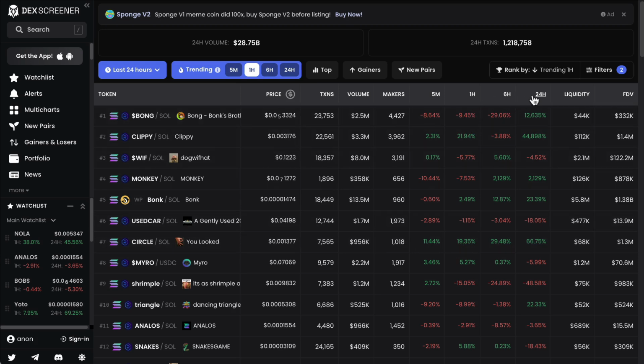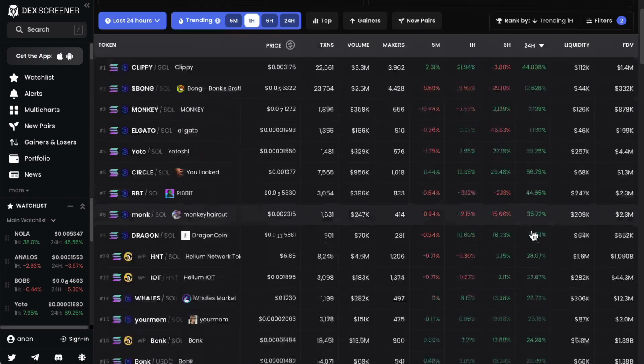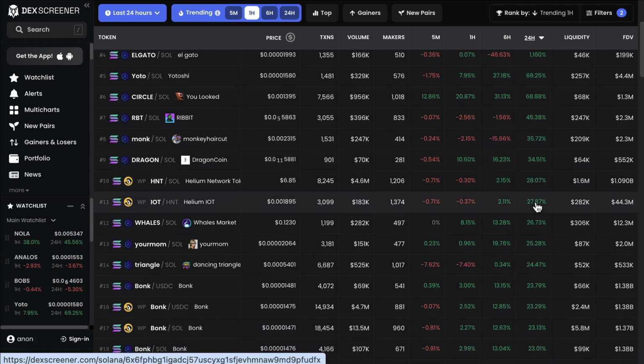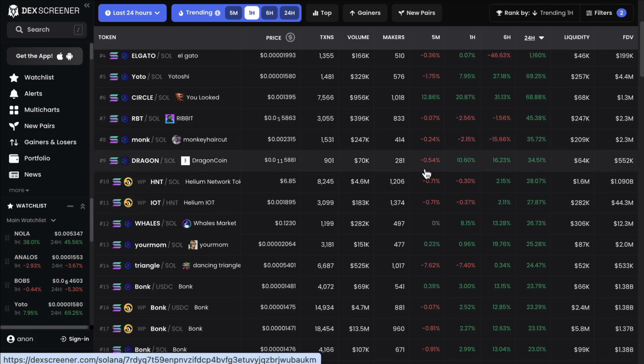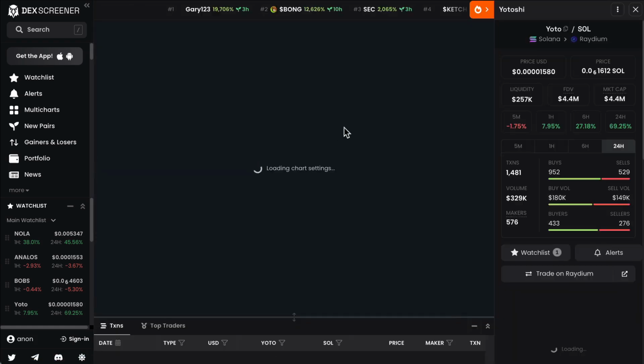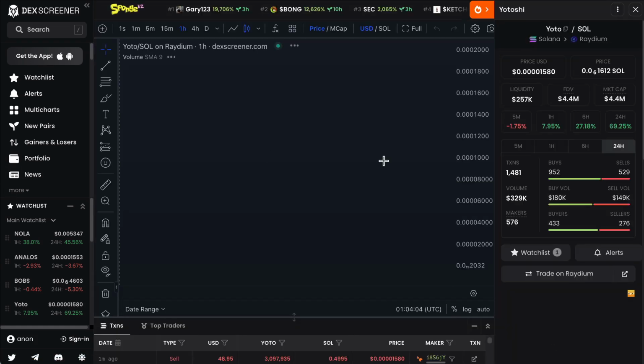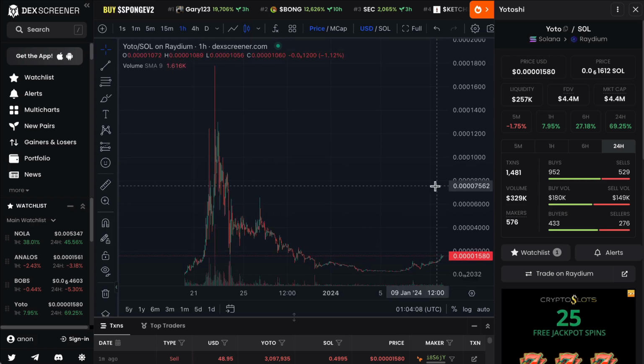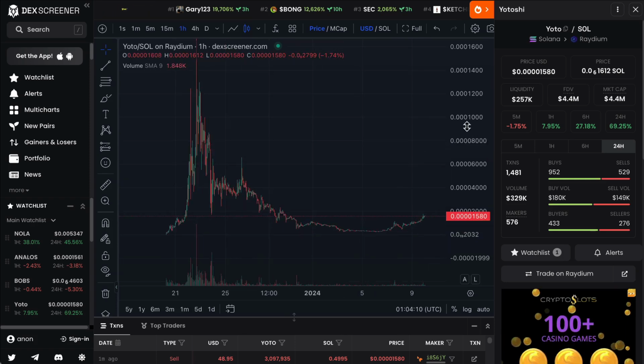And if I want to see what's really moved in the last 24 hours, it's some of these here like Yoto here, we have Monk, Dragon. These are all reasonably well-known meme coins that have been moving. And what I would do then is click into the chart, and the chart, as I will repeat throughout this training program, is the most important thing. The chart tells you everything you need to know.